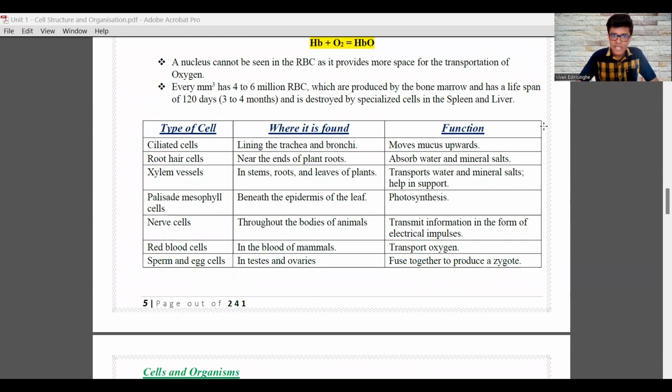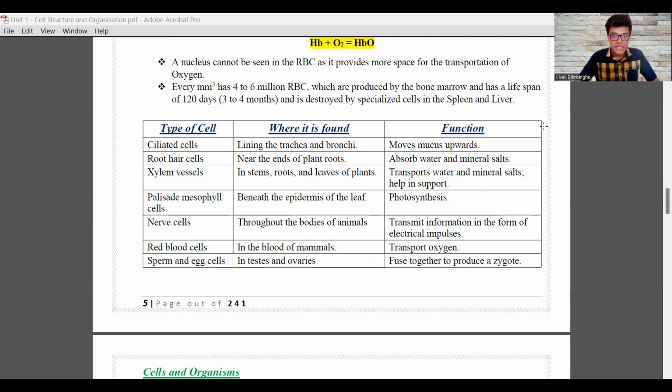Here are some additional examples of specialized cells. The ciliated cells are found in the lining of the trachea and bronchi in the respiratory system, and their function is to move the mucus upwards and to act as a sort of filter in the air. Root hair cells are near the end of plant roots, and their function is to absorb water and mineral salts. Xylem vessels are found in stems, roots, and leaves of the plant to transport water and mineral salts as well as to act as support to the plant.